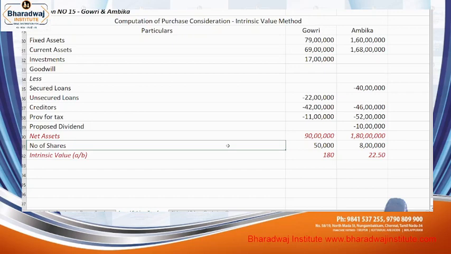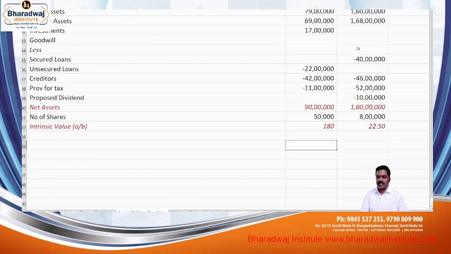How many shares? 25 will be 180. What is the intrinsic value? 180 and 22.5. Number of shares we can work out. They don't ask for the exchange ratio. So 8 lakhs divided by 180, like that you can work out. What is the value of the selling company? Sorry, 1 crore 80 lakhs. What is the value of purchasing company shares? 180.